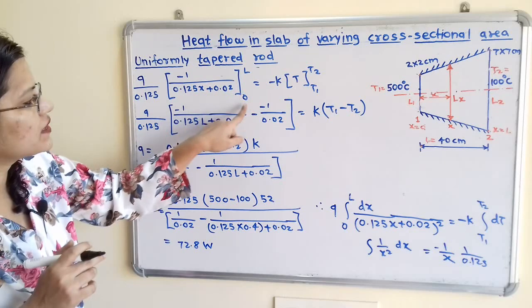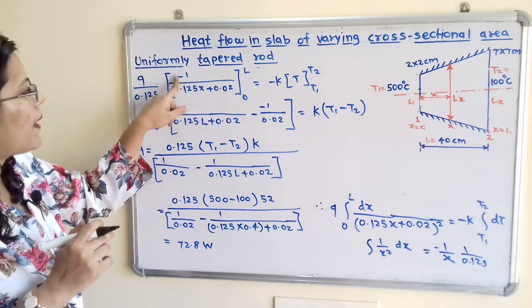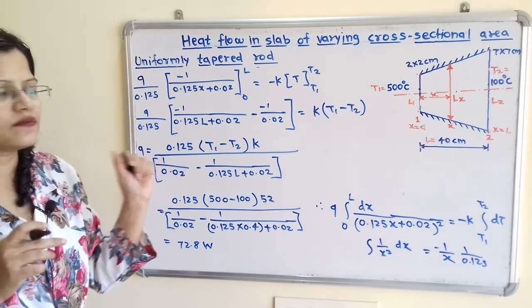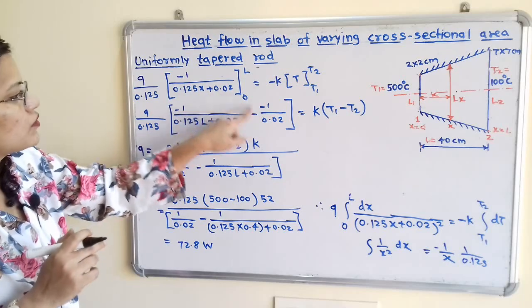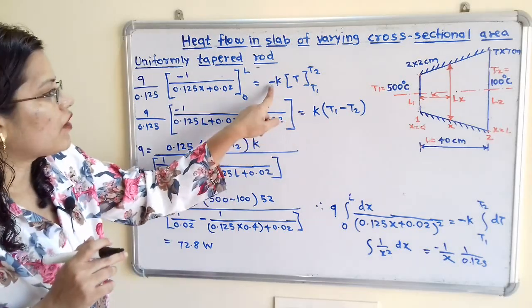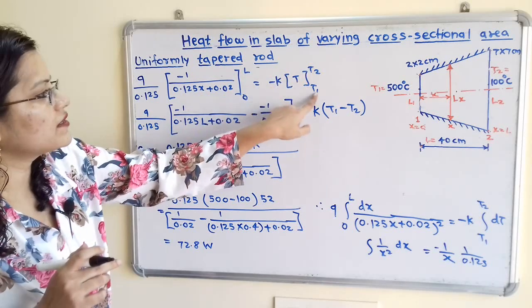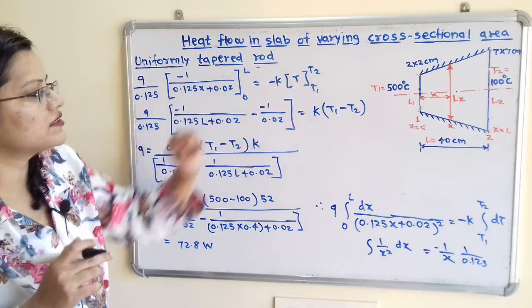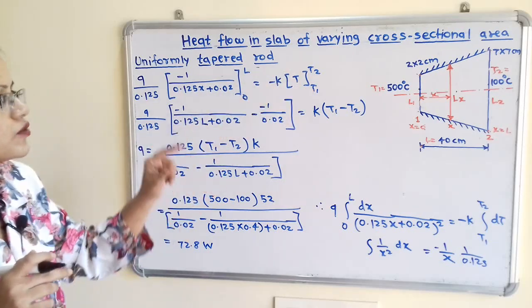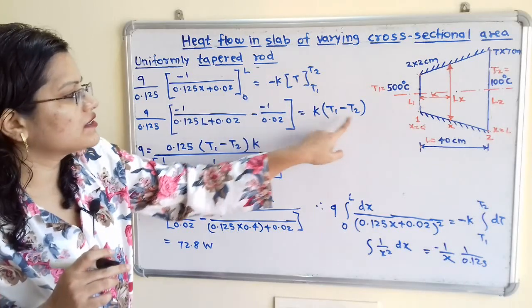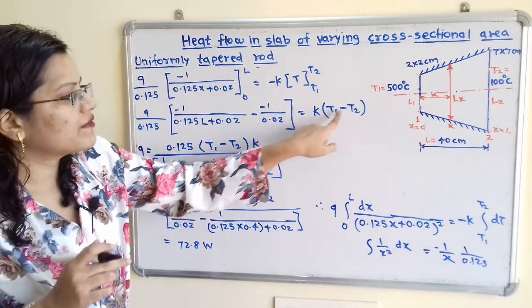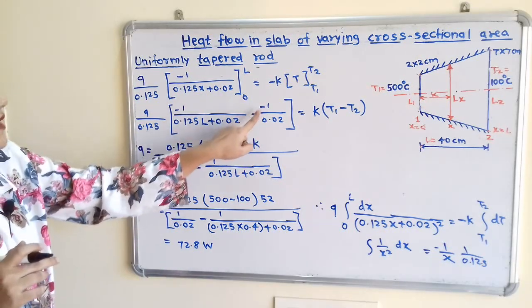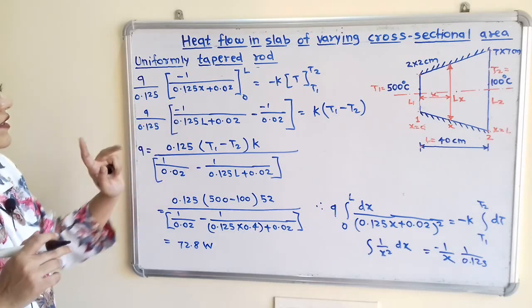Minus, we have to give here the second limit, that is minus 1 divided by, now if I put x is equal to 0, this whole term will become 0. So minus 1 divided by 0.02, which is equal to, now if we observe, minus k t2 minus t1, because this is the variable t, so we have to put here limits, that is t2 minus t1. But minus sign is there, so if I multiply with the minus sign inside, then it will become k t1 minus t2. Now again we will simplify this, so here minus minus will become plus and here it will remain minus.